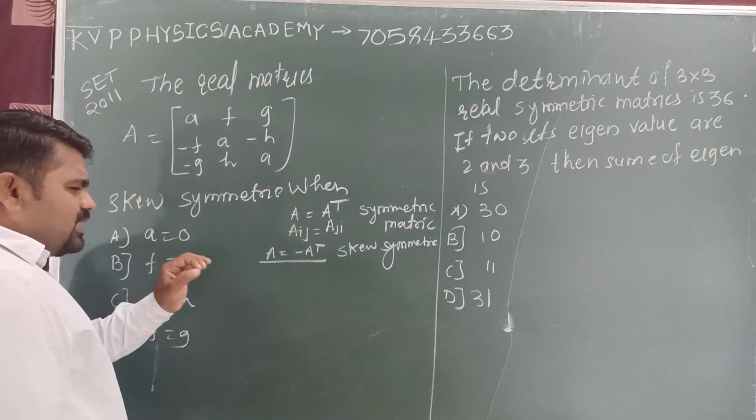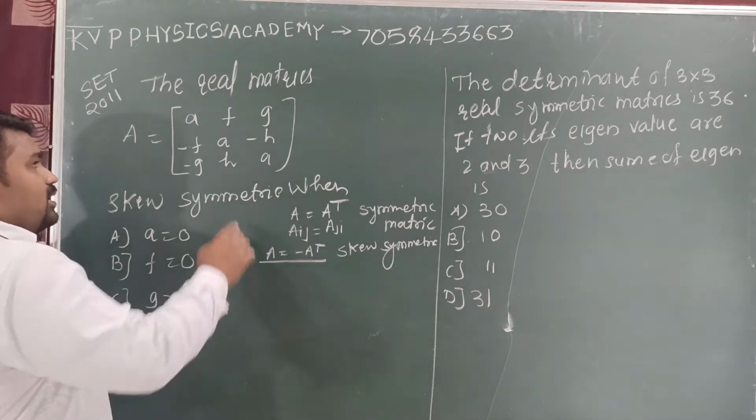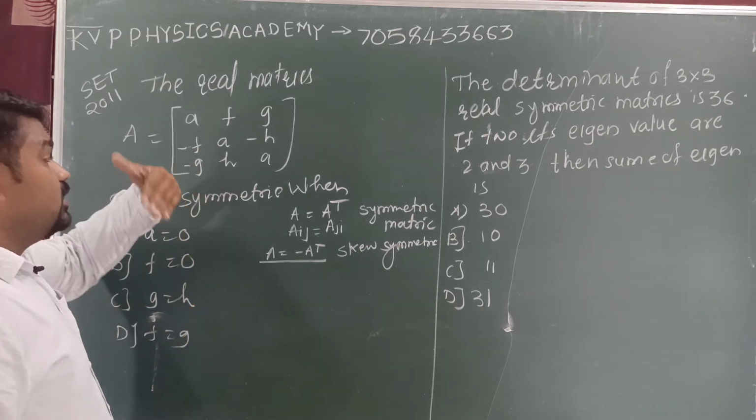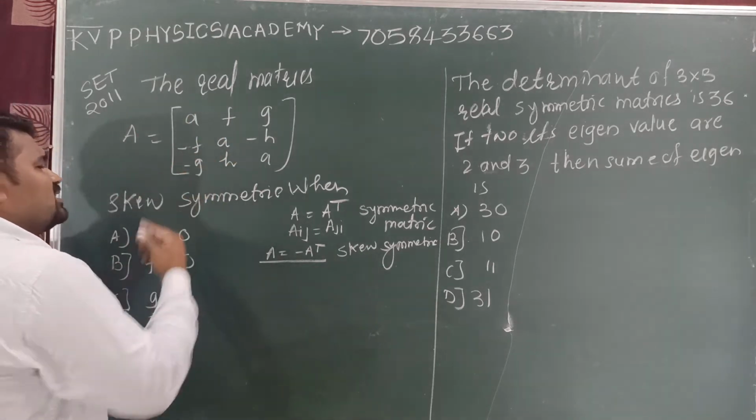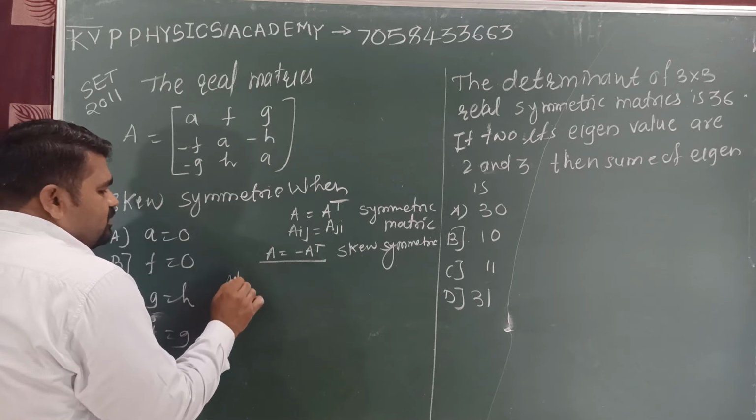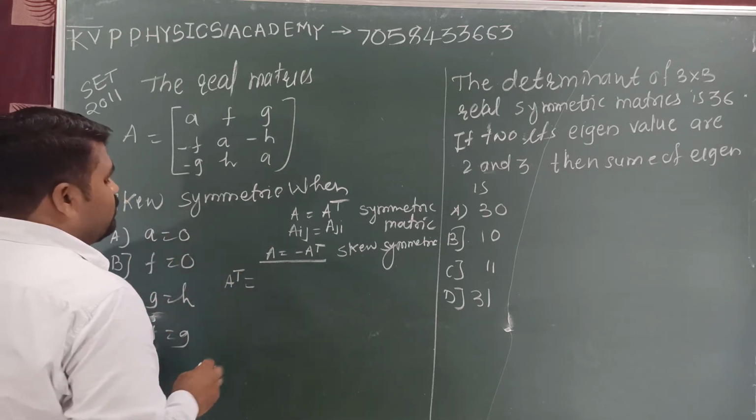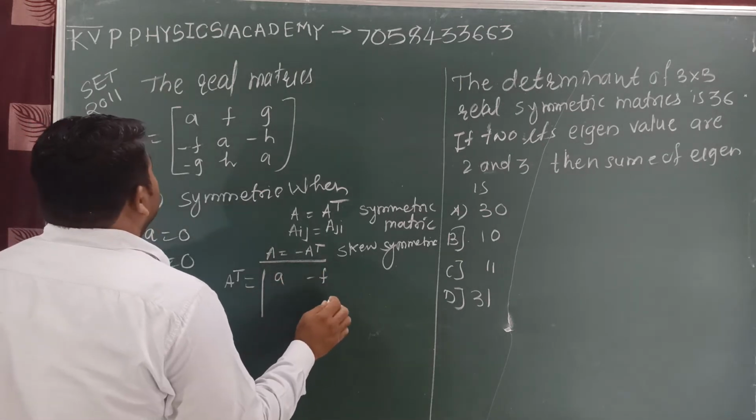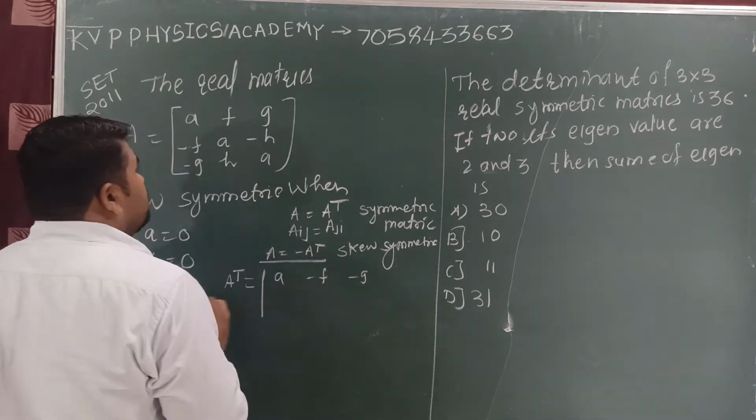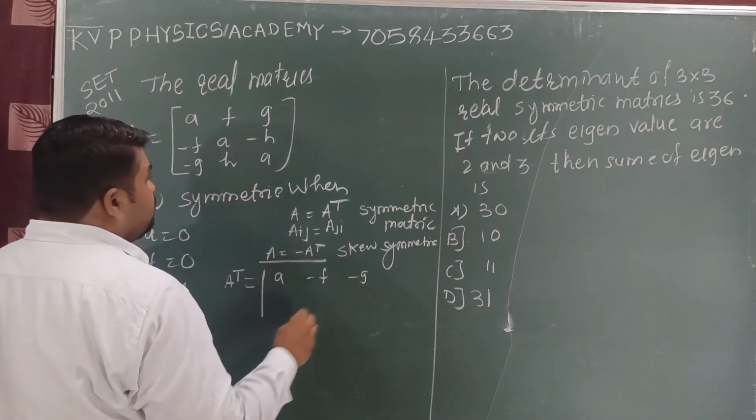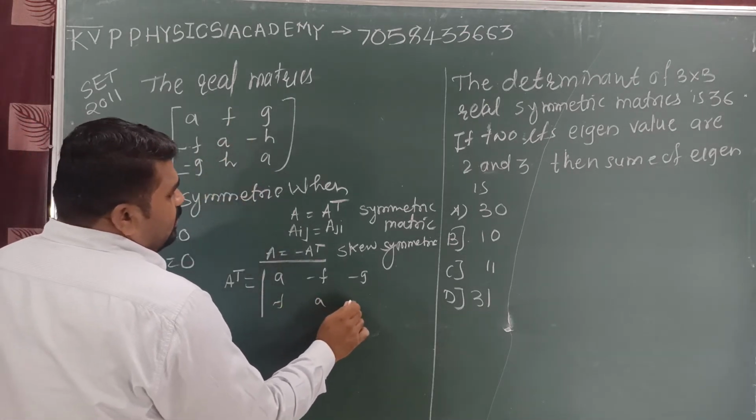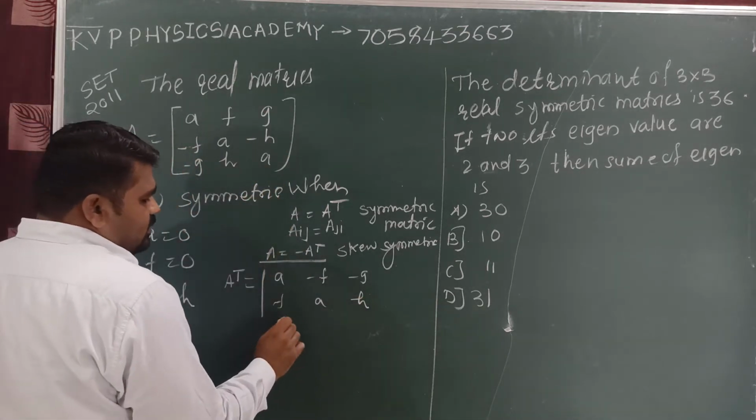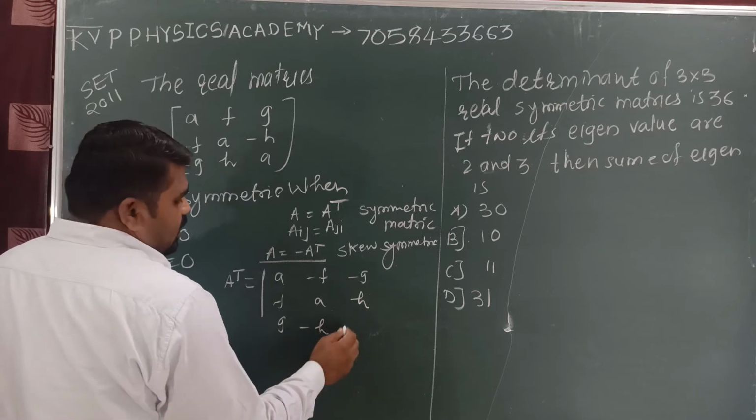Now, what is the relation? Suppose we take A as it is, without assigning any value. Then we can take the transpose of this matrix. The transpose is where rows are converted into columns. Then this becomes A, minus F, minus Z. Yes or no? Next, the second row converted into column: F, A, H. Next, the third row: Z, minus H, A.